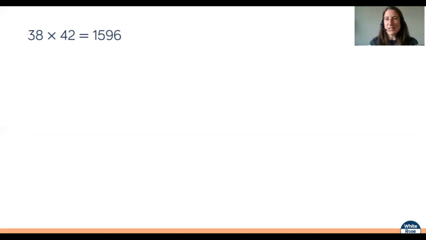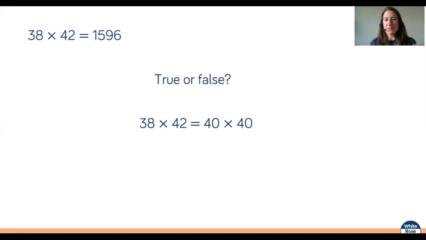And we can ask more questions around this fact. So, true or false, 38 multiplied by 42 is equal to 40 multiplied by 40. So students with good number sense will spot straight away that the last digit of the answer to 38 multiplied by 42 must be a 6, obviously 8 multiplied by 2, whereas the last digit in the answer to 40 multiplied by 40 must be a 0. So it's definitely got to be false.